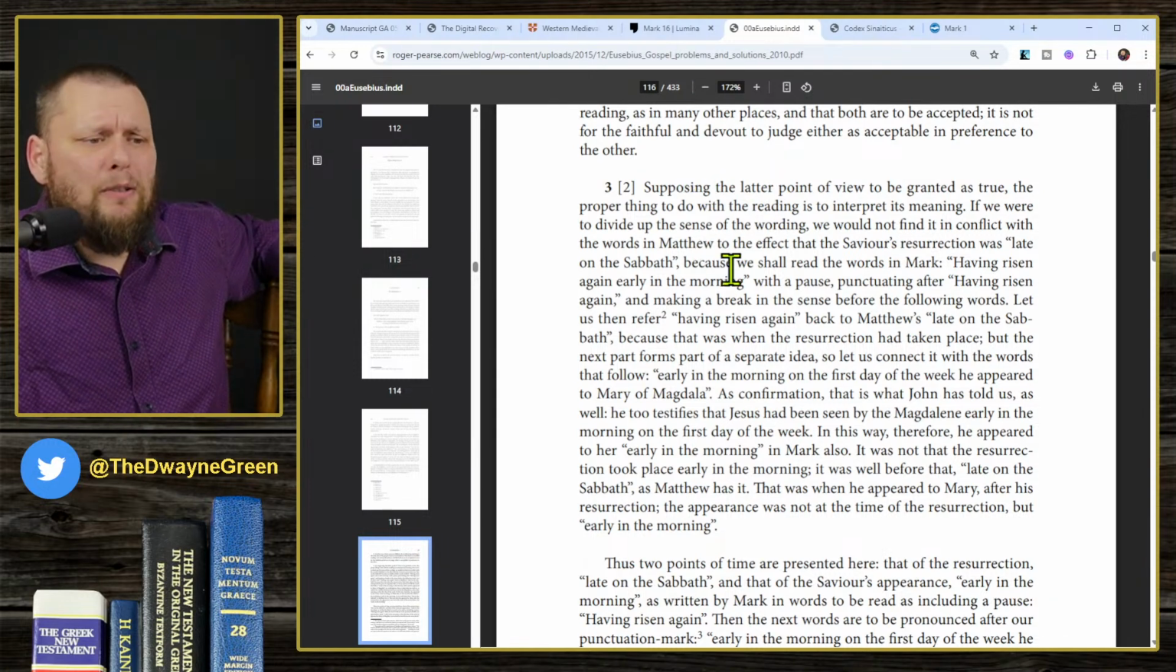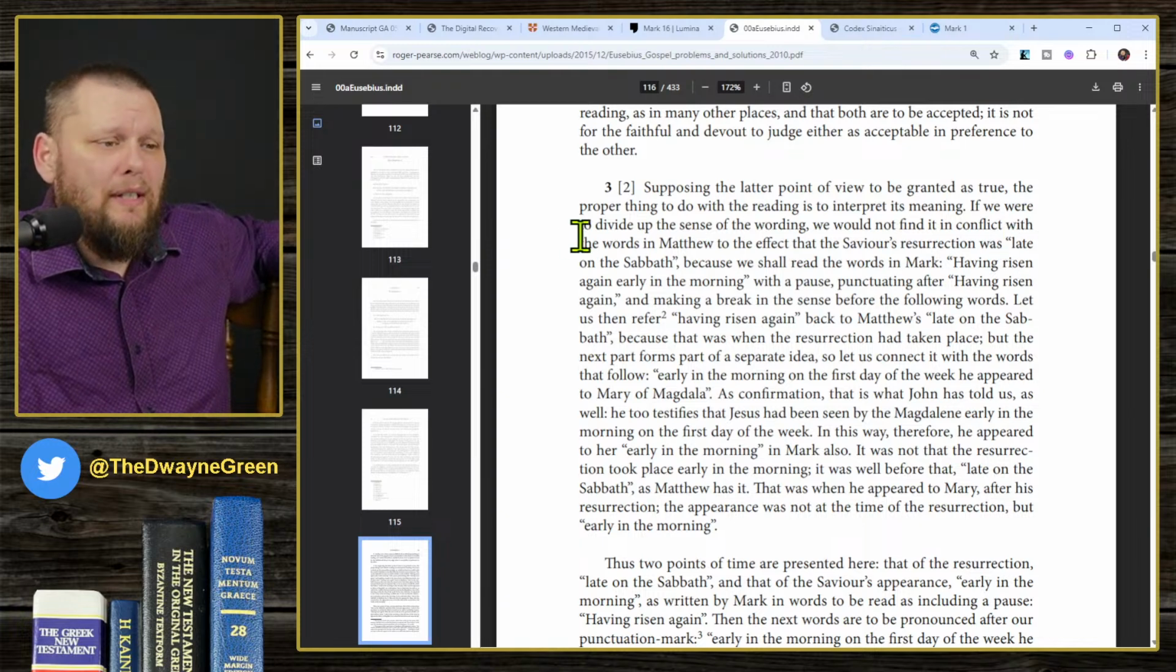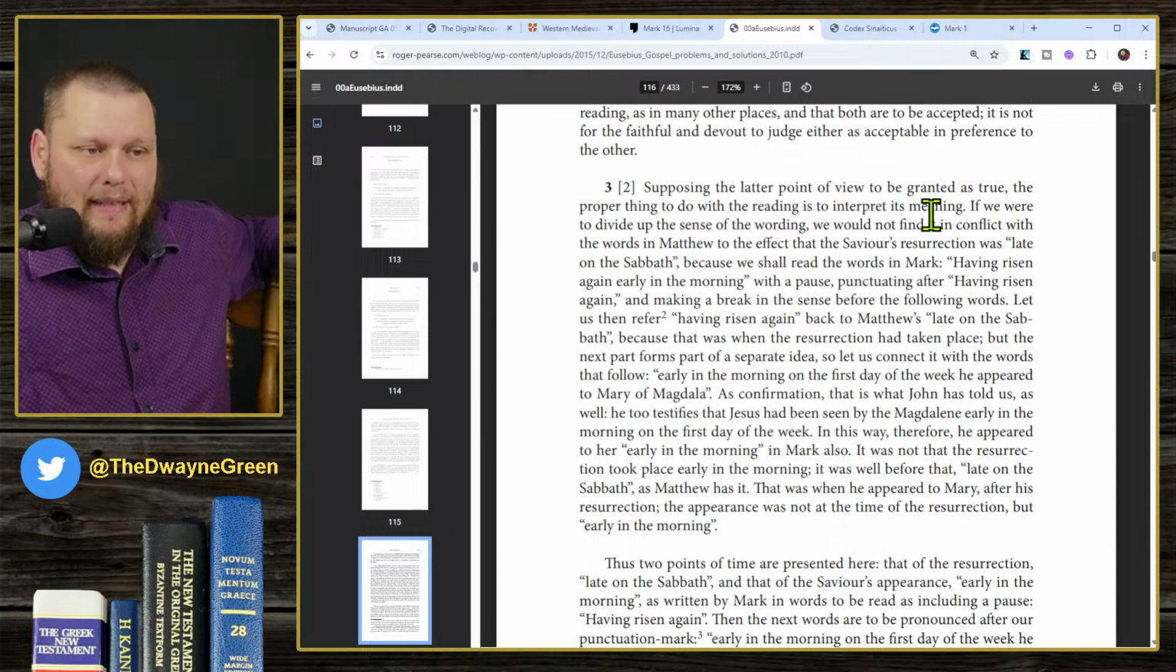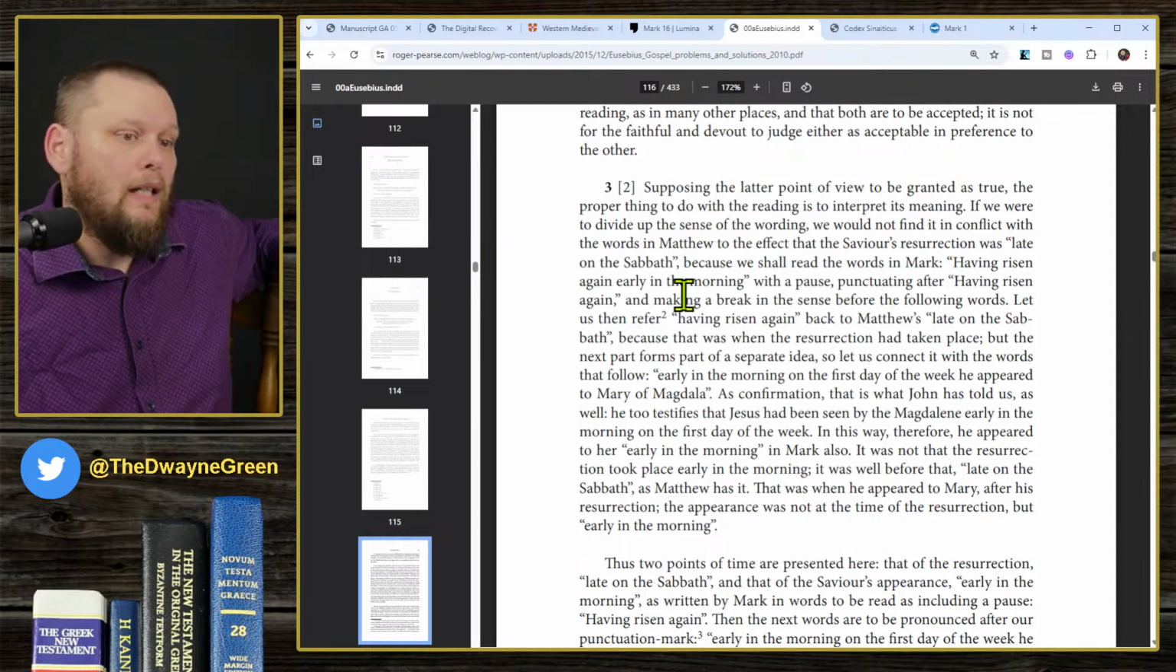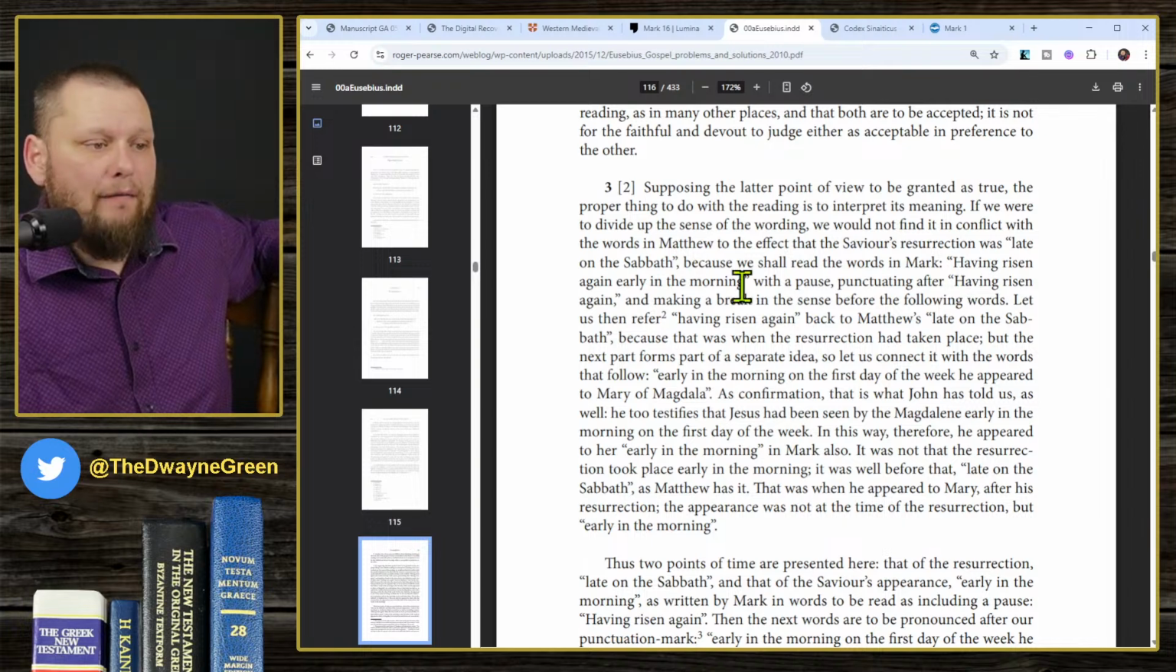So he writes, supposing the latter point of view to be granted as true, the proper thing to do with the reading is to interpret its meaning. Okay, so this is him saying, we're going to grant that this passage is true, and we're going to interpret the passage. So if we were to divide up the sense of the wording, we would not find it in conflict with the words in Matthew to the effect that the Savior's resurrection was late on the Sabbath day, or late on the Sabbath, because we shall read the words in Mark, having risen again early in the morning, with a pause, punctuating after, having risen again, and making a break in the sense before the following words.